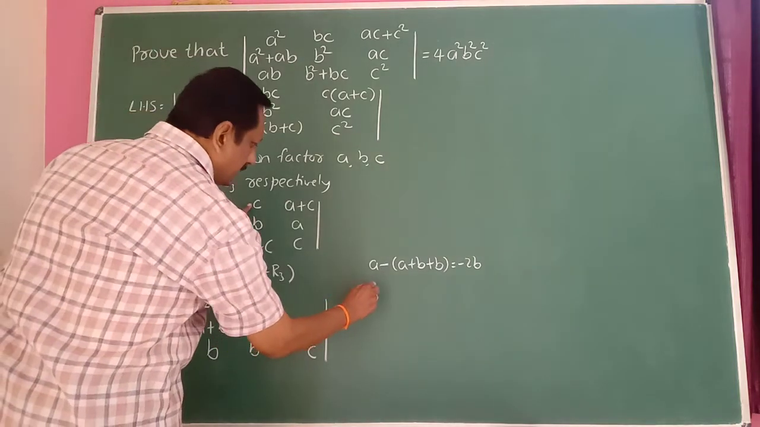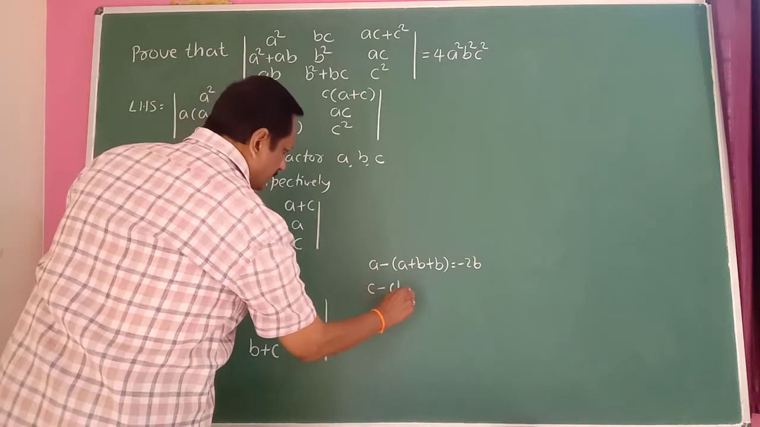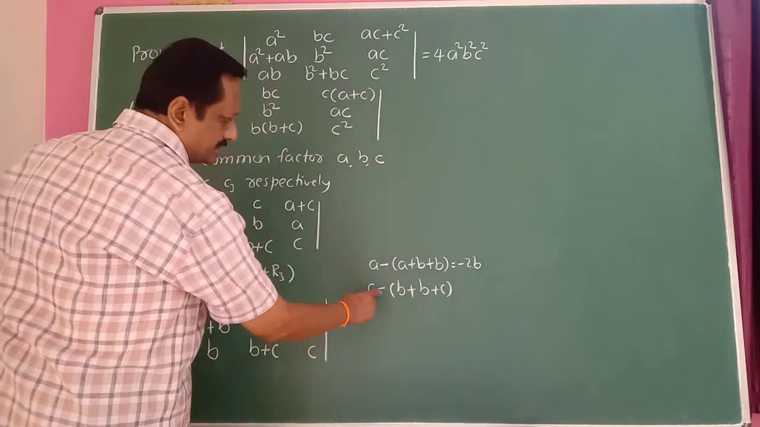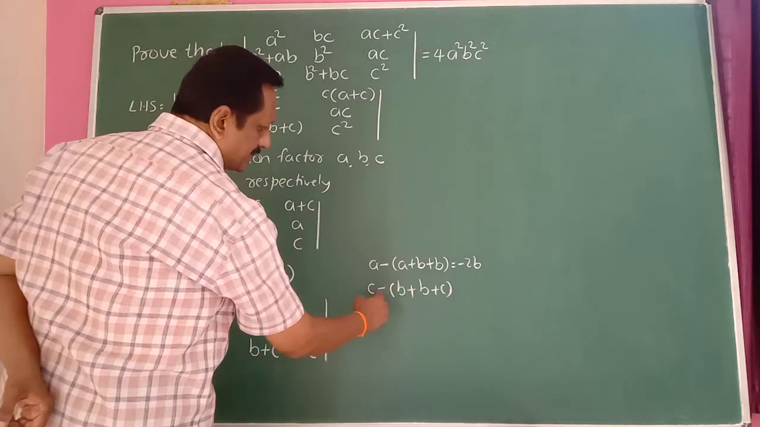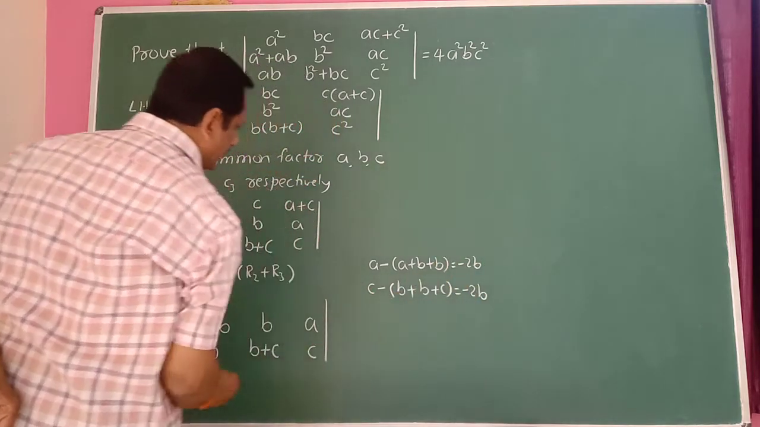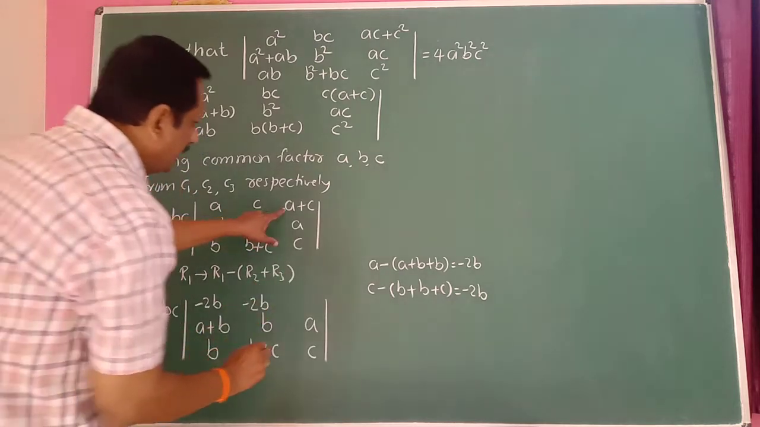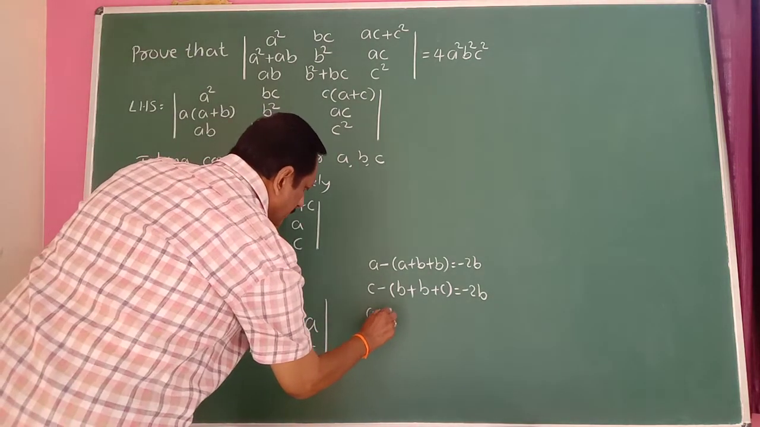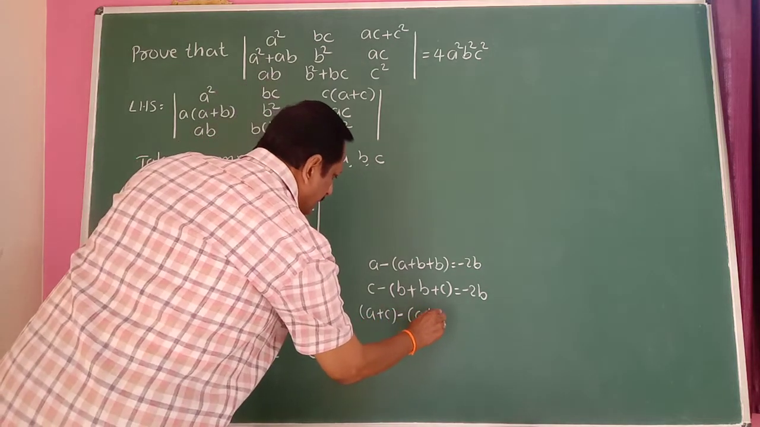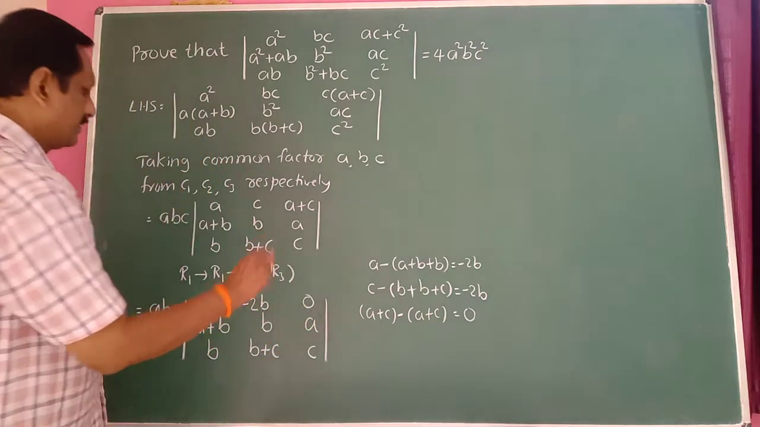Similarly, C minus the sum of this. So B plus C here, take a minus inside. Minus C plus C cancel. Minus B becomes again a minus of 2B here. So minus of 2B. Then A plus C minus the sum of this here, A plus C, so both get canceled. Remaining is 0. So right here, 0.